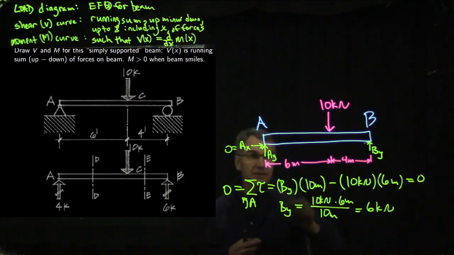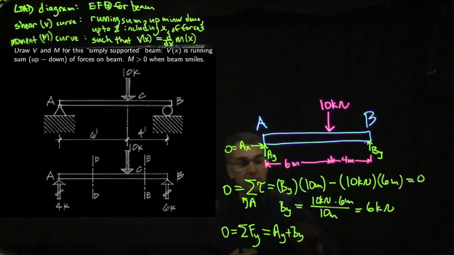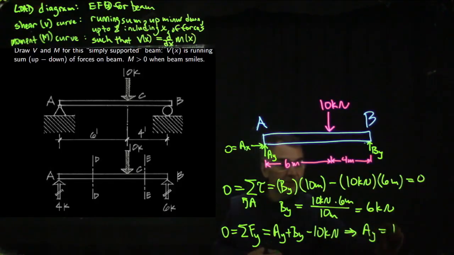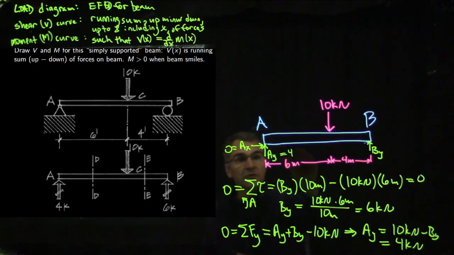And then you know that AY is 10 kilonewtons minus BY, but we can write it more formally. So 0 is the sum of the forces in Y acting on the beam, which is AY plus BY minus 10 kilonewtons. That gives us AY equals 10 kilonewtons minus BY, so that must be 4 kilonewtons, which is exactly what Onouye drew down below, except that he drew thousands of pounds. So this is 4,000 newtons and this is 6,000 newtons.